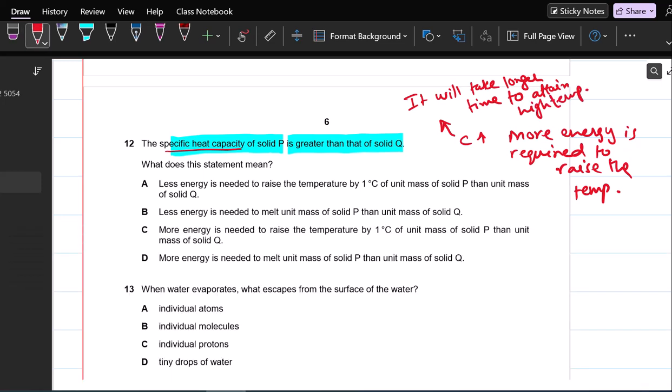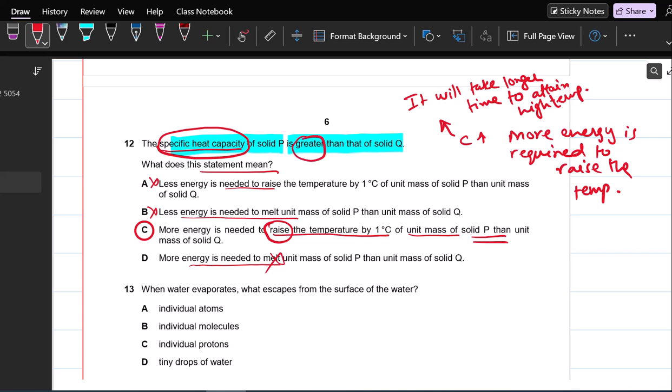So what does this statement mean? Less energy is needed, no. Less energy is not required. More energy is needed to raise the temperature by 1 degree Celsius of unit mass, okay, possible. More energy is needed to melt, no, it is to raise the temperature, so C is correct here. This is just the statement of specific heat capacity, in terms of the effect if the specific heat capacity is greater than that of solid Q.